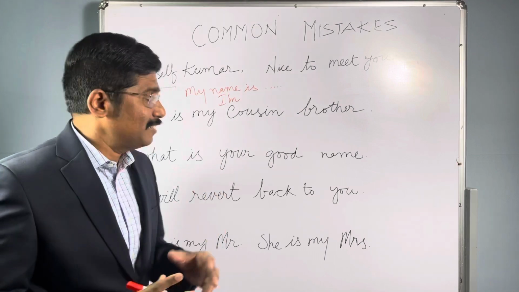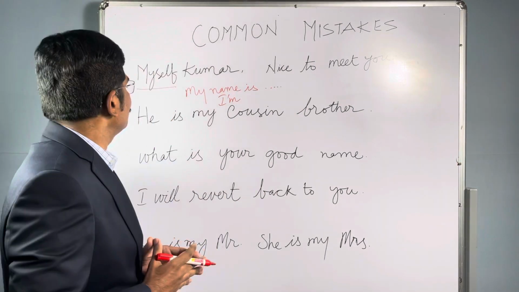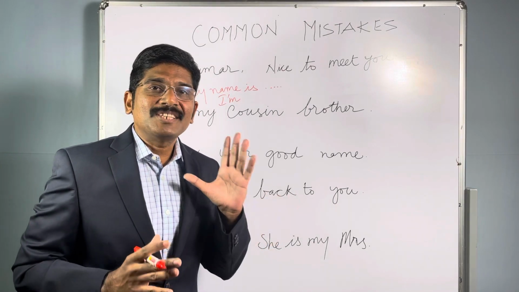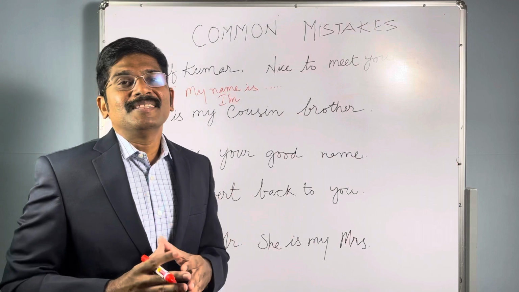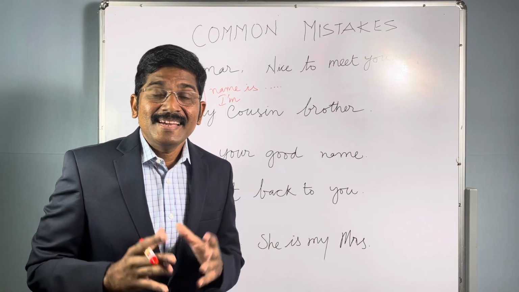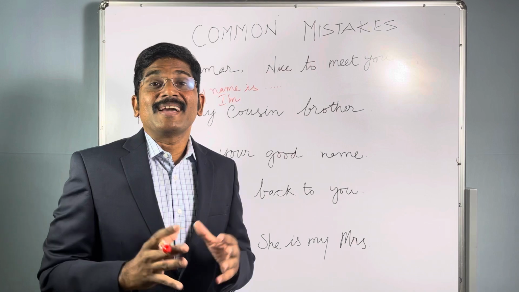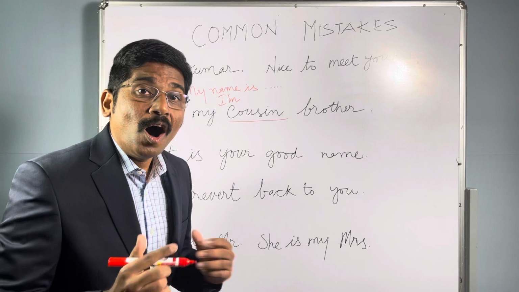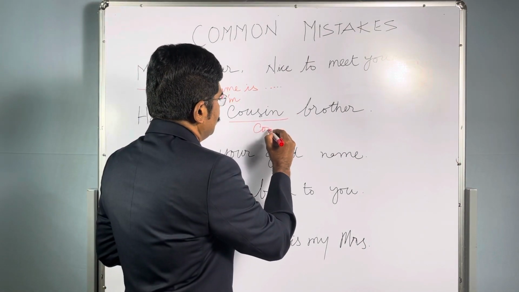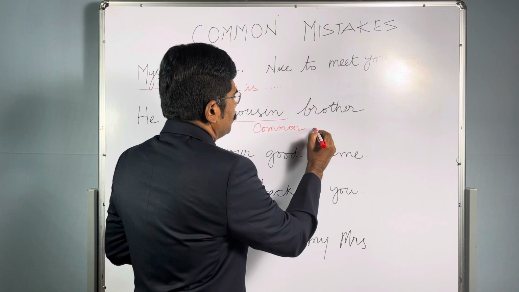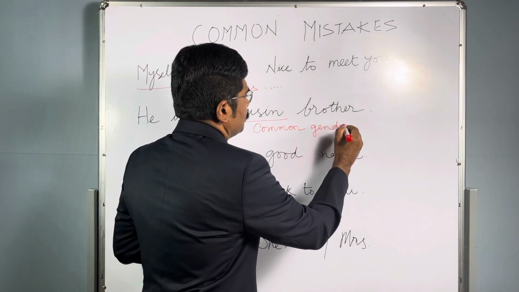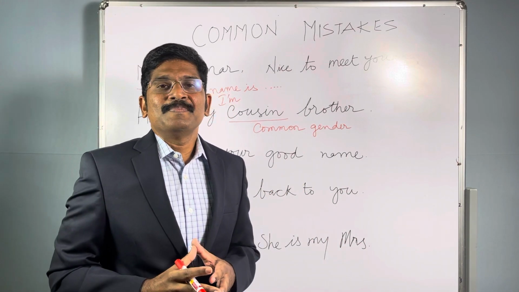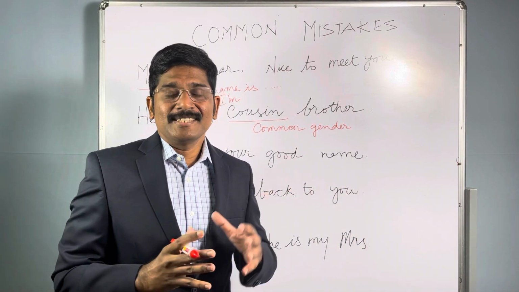Now let us see the second mistake. He is my cousin brother. Particularly in AP, Andhra Pradesh, we use this one. He is my cousin brother. She is my cousin sister. Cousin is common gender. So we'll only say he is my cousin.